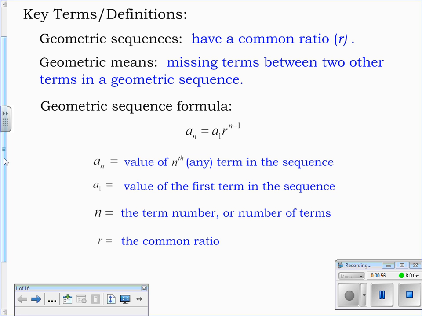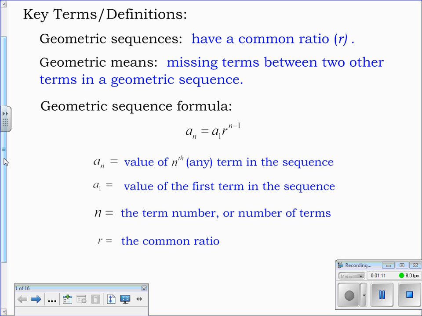Geometric means missing terms between two other numbers. We're going to do the same thing we did with the arithmetic means, only a different process, but still the same idea, filling in the blanks between numbers. And then we have our new formula, and I have it over there. I'm going to rewrite it up here.